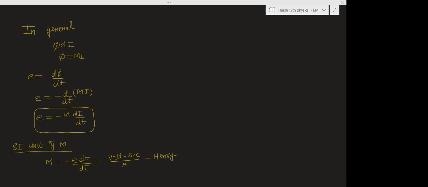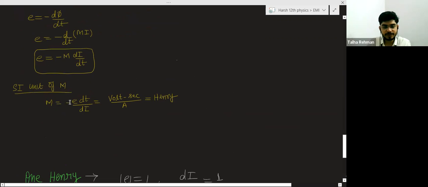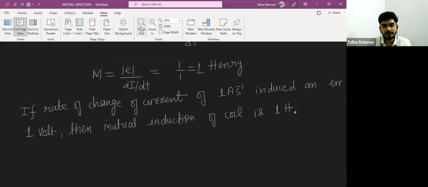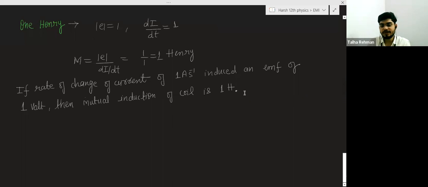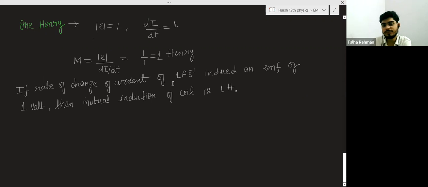Done, sir. So when you define 1 Henry, you put EMF value 1 and di by dt equal to 1, then you get 1 Henry. This is the definition of 1 Henry. Like we have defined 1 Coulomb and 1 Newton, you can define 1 Henry: if a rate of change of current of 1 ampere per second induces an EMF of 1 volt, then the mutual induction of the coil is 1 Henry. Henry is the unit of the coefficient of mutual induction.